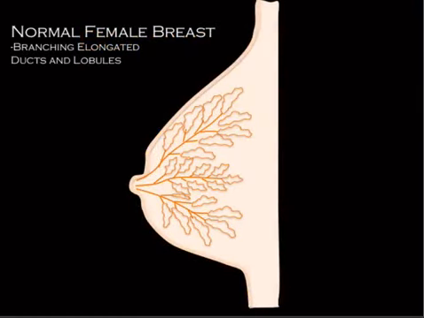Let's just review some normal anatomy really quickly because there's at least one point here that I think is helpful for the purpose of multiple choice. So in the normal female breast, we've got these branching, elongated ducts with terminal lobules. The ducts are long, they branch, and we've got multiple lobules. And this is developing with puberty and hormones and all that stuff.